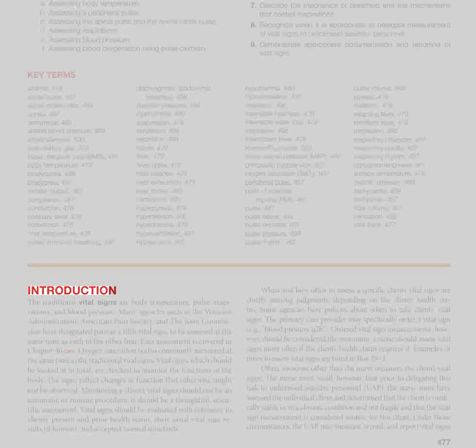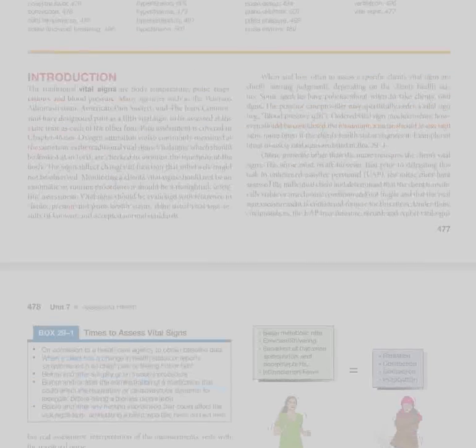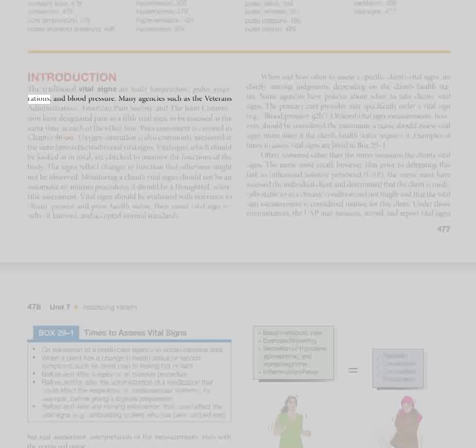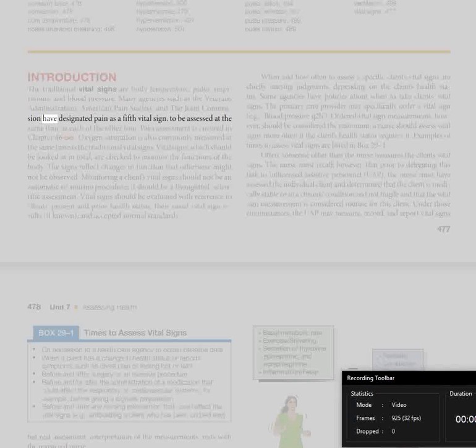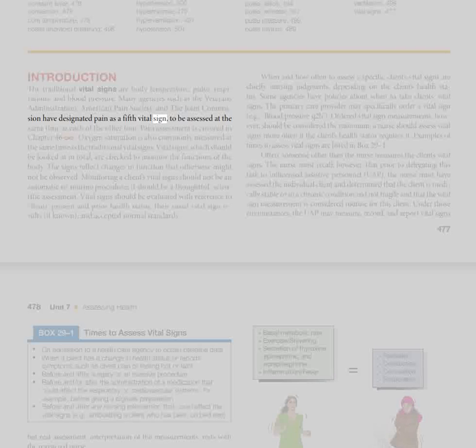Introduction. The traditional vital signs are body temperature, pulse, respirations, and blood pressure. Many agencies such as the Veterans Administration, American Pain Society, and the Joint Commission have designated pain as a fifth vital sign, to be assessed at the same time as each of the other four. Pain assessment is covered in Chapter 46. Oxygen saturation is also commonly measured at the same time as the traditional vital signs.